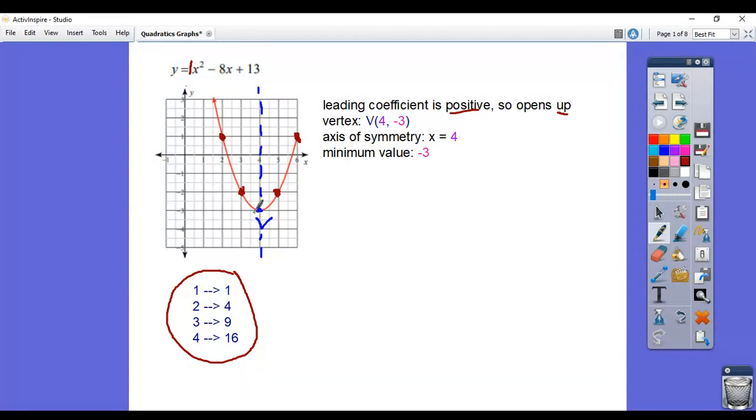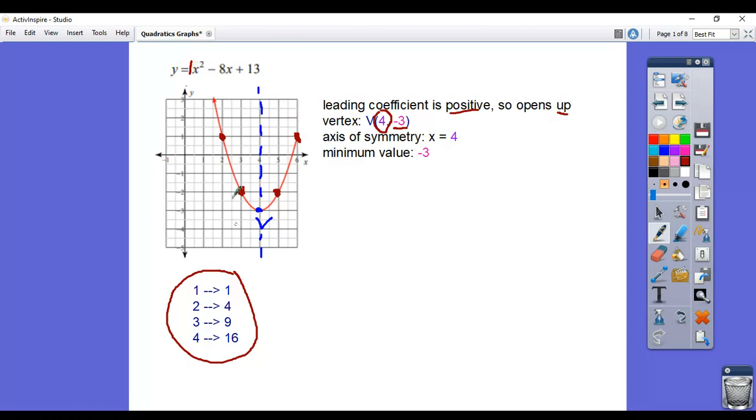Let's look at the vertex. The vertex is located at (4, -3). The axis of symmetry, remember, is a vertical line on which the parabola folds onto itself. So the axis of symmetry is x equals 4. And since this opens up, we have a minimum value, a lowest known value of -3. And I put these in color because I want you to see what the vertex does. The vertex doesn't just tell you about one point on the graph. It gives you the axis of symmetry, and it gives you the minimum value or the maximum value.